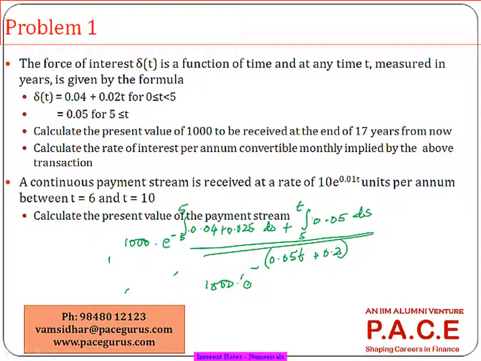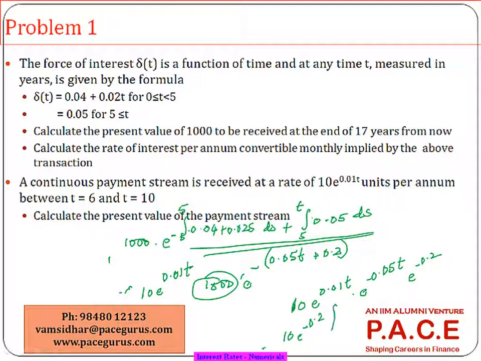Now all I am saying is this 1000 I will replace with 10 into e power 0.01t, because what we are getting is not 1000 now in this example, but we are getting 10 into e power 0.01t, which is changing with time. So 1000 got replaced with this number, which means simplification-wise it has simply become 10 into e to the power of 0.01t into e to the power of minus 0.05t into e to the power of minus 0.2. So it's as such getting 10 into e to the power of minus 0.2 into e to the power of minus 0.04t. This is what we have got during that period.